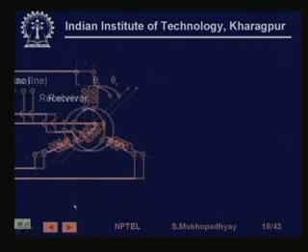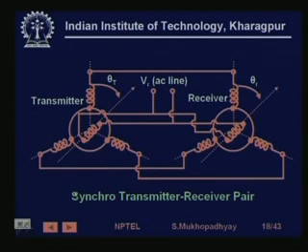Now we come to another device. This is actually a system whereby a position command can be transferred to a distance using a pair of machines called a synchro transmitter receiver pair. This is also sometimes used in control. Of course, nowadays these methods are becoming somewhat dated, and for transferring motion signals for control other methods are employed.